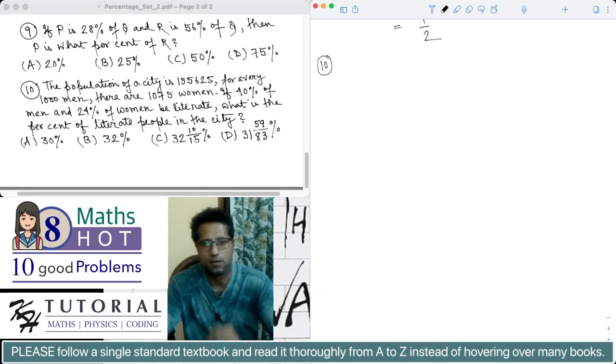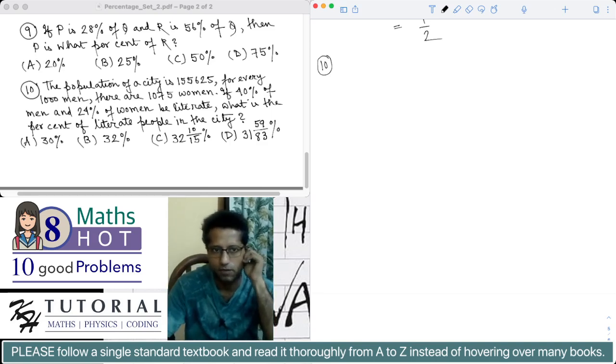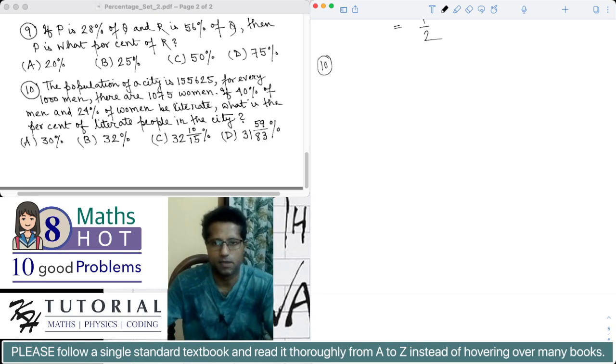So how do we find the total number of men and women out of the given population? The total population is given, and it is also given that for every 1000 men, there are 1075 women. This means that, let's say, if we consider M and W to be the number of men and women.